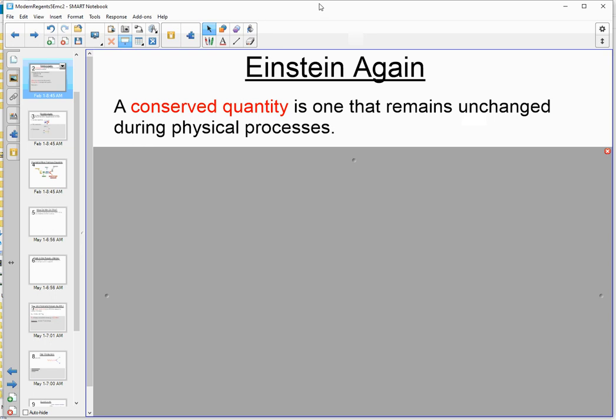All right, time for another modern physics lesson. Today we're going to take a look at Einstein's most famous equation. But before we do that, we probably ought to think back about the conservation laws that we've met this year.